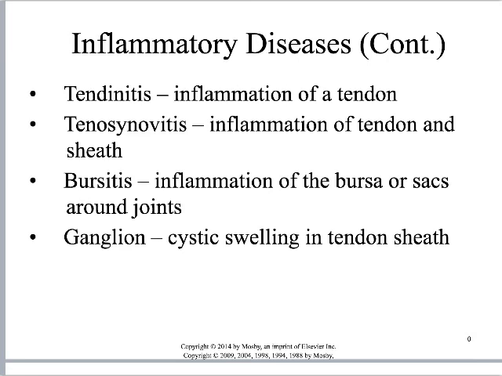Bursitis is inflammation of the bursa, or that sac around the joint space that holds the synovial fluid. And a ganglion is cystic swelling in the tendon sheath. It may not necessarily be in the area of the joint, but it could be. Right? They can be quite painful.